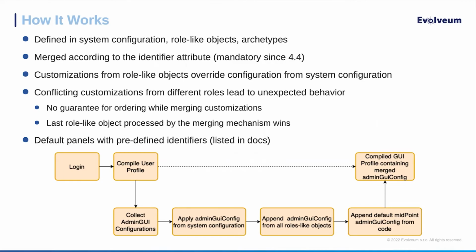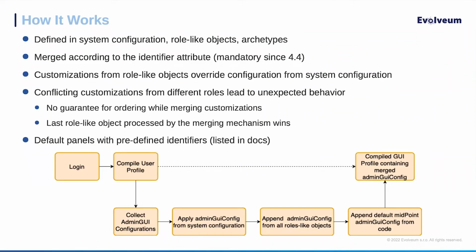While applying the customizations from the roles, these customizations can be considered stronger than the one defined in the system configuration object. This means that in the case that a customization for the same feature with the same identifier is present in the system configuration object and in the role, the custom configuration from the role will override the one from the system configuration object.